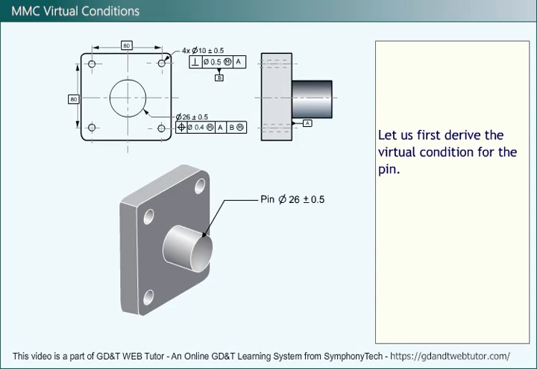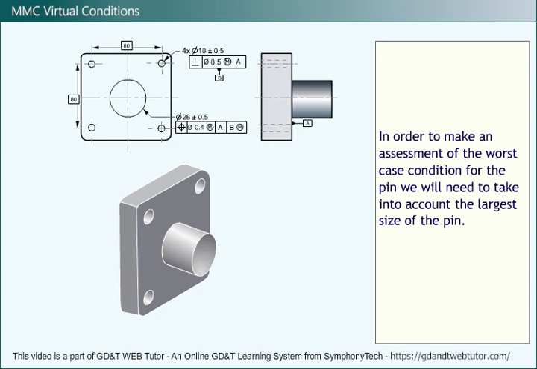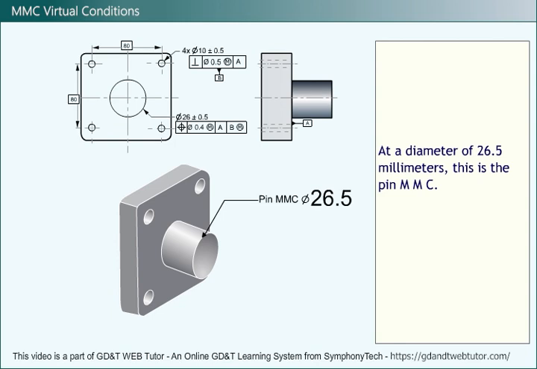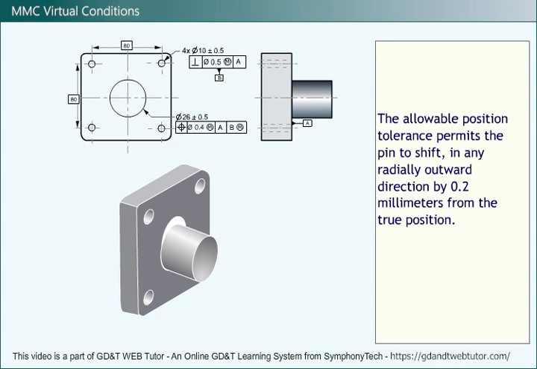Let us first derive the virtual condition for the pin. In order to make an assessment of the worst-case condition for the pin, we will need to take into account the largest size of the pin. At diameter 26.5 mm, this is the pin MMC. The allowable position tolerance permits the pin to shift in any radially outward direction by 0.2 mm from the true position.